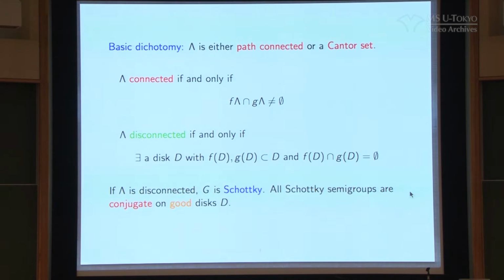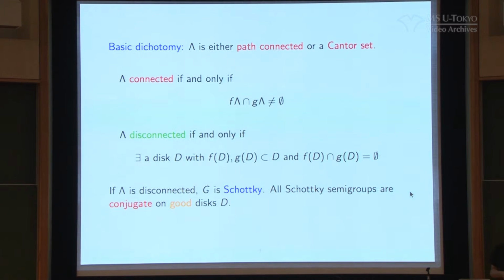It's equal to the union of f lambda and g lambda. So it's made of sort of two copies of itself. If those two copies are disjoint, well, they're disjoint, so you've exhibited your thing as a disconnected set. So f lambda had better intersect g of lambda in order for it to be connected, but that turns out to be if and only if. So if f of lambda intersects g of lambda, then you're connected, and then path connected.